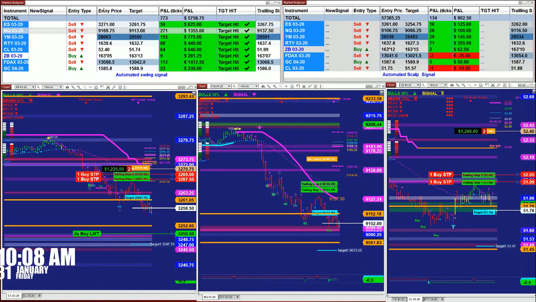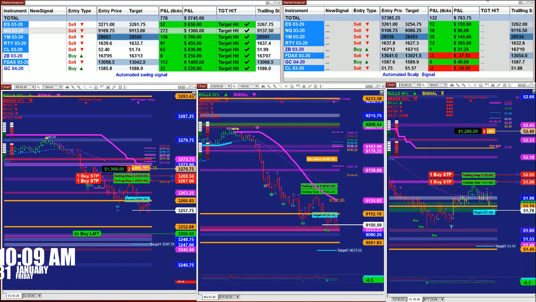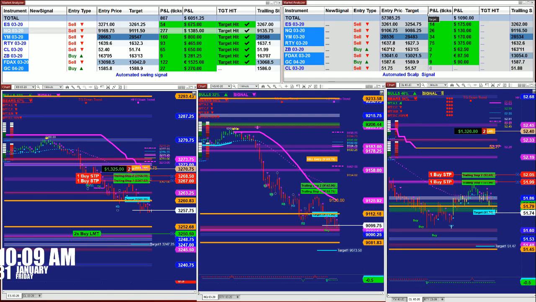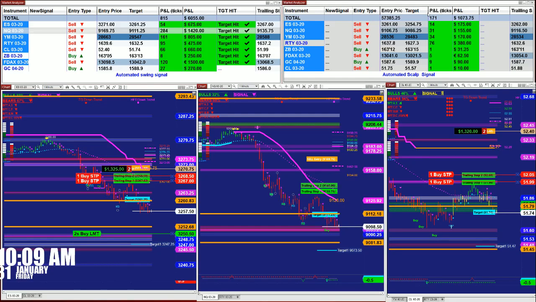On the swing trading, if you look on the top here, we are already based on one contract. We had 790 ticks into the profit based on the last entry signal, not the whole day. 793. On the scalping, where it says PNL on the market analyzer, is 163. This is amazing. This is really amazing.